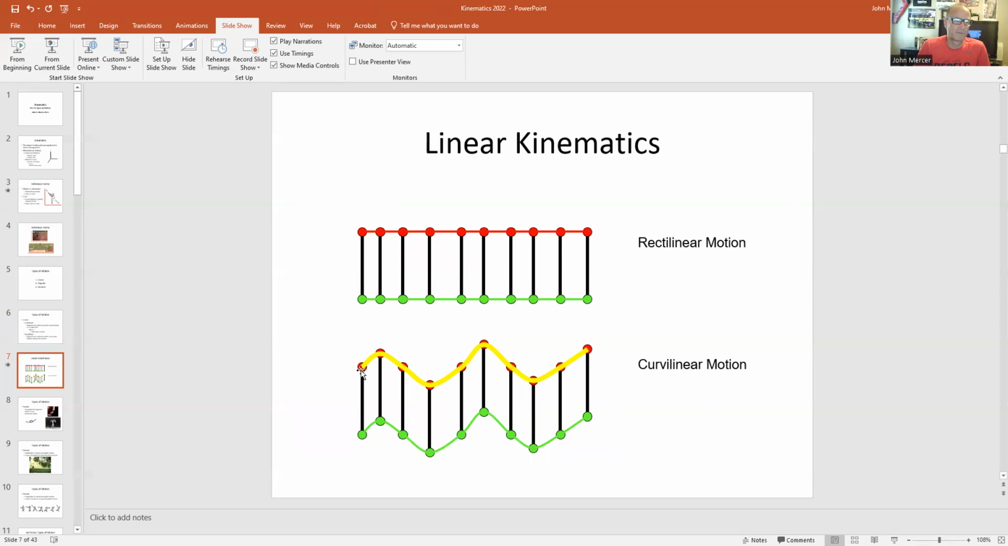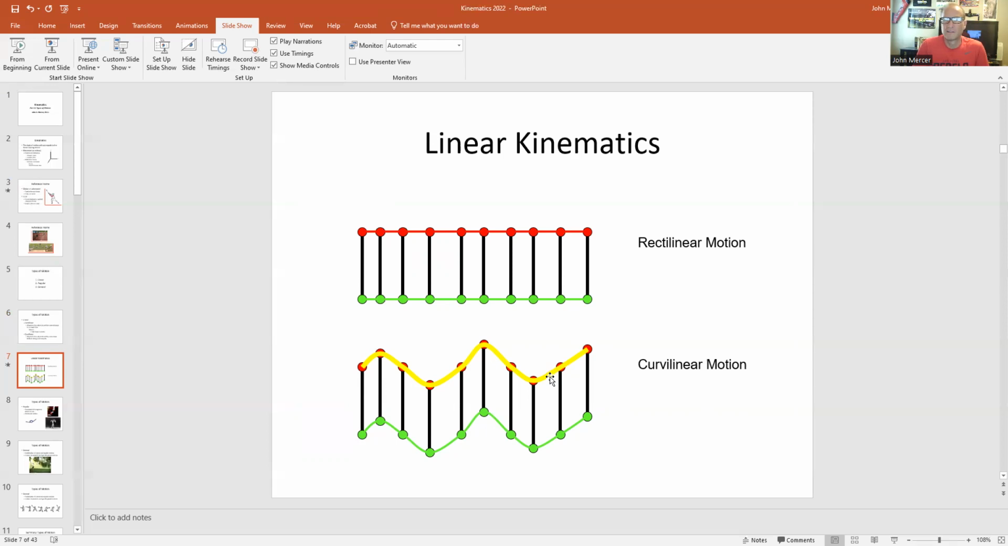The second type, curvilinear motion, is still linear motion. Here's that same object at this moment in time, and then over here at some other moment in time. And then these are intermediate positions at different moments in time. And all I did again is I connected the dots. I don't know why I used the yellow line here. I should still use a red line. And I connected the dots here.